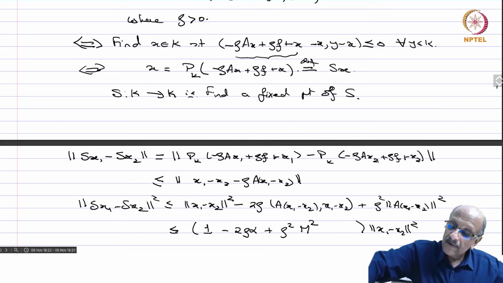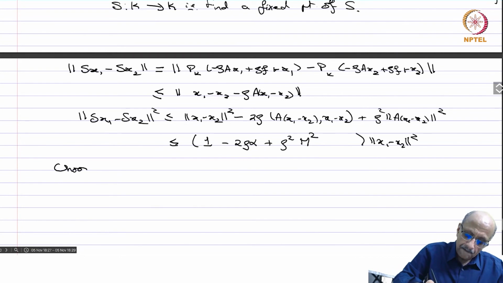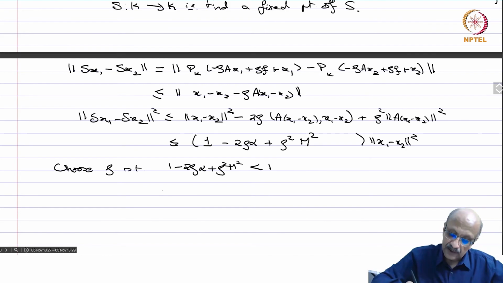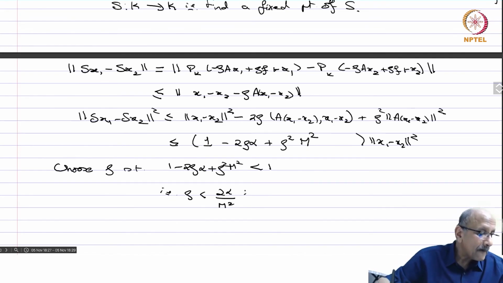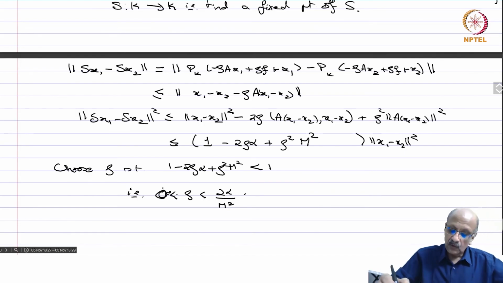Now I choose ρ. I haven't chosen ρ yet, so I am now going to choose a ρ. So choose ρ such that 1 − 2ρα + ρ²m² is strictly less than 1. That means, that is, ρ is less than 2α by m². That is 0 less than ρ. So choose ρ such that this. Then this number here is strictly less than 1.